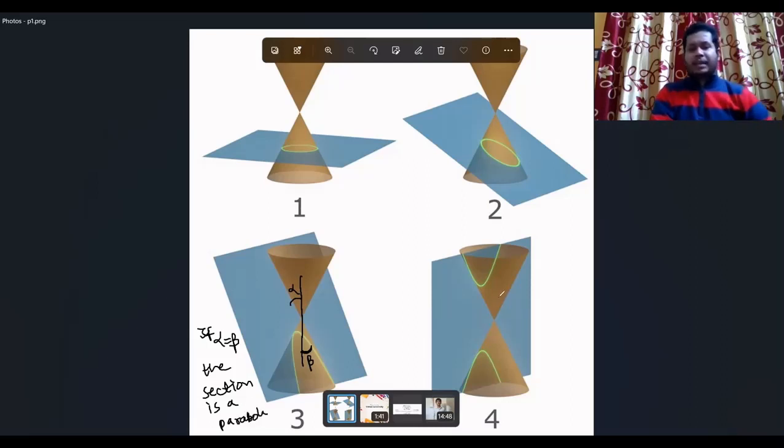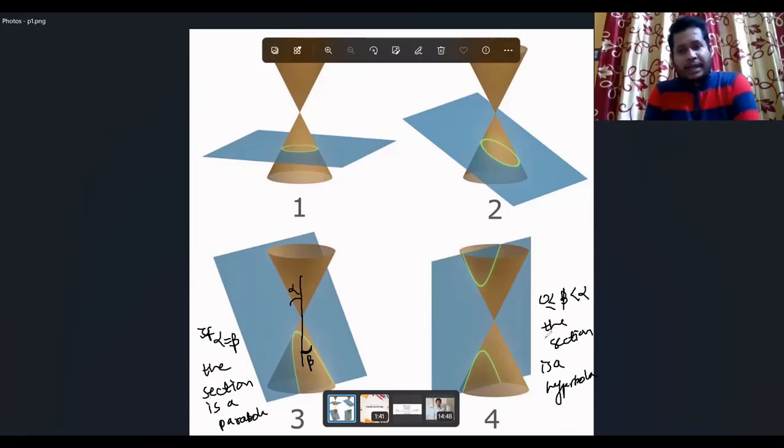And similarly, in the last case, that is the fourth case, if beta is less than alpha and beta is greater than or equal to 0, then the section is a hyperbola. But we have to keep one thing in mind: hyperbola is when we are only talking about the curves of intersection, meaning only this part, these two. So this will be our hyperbola.